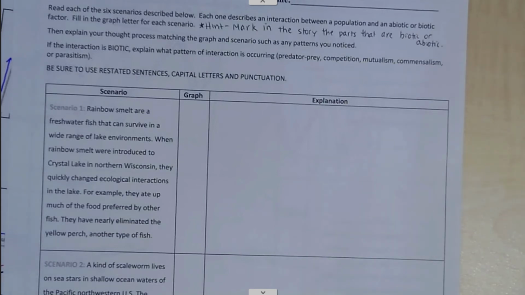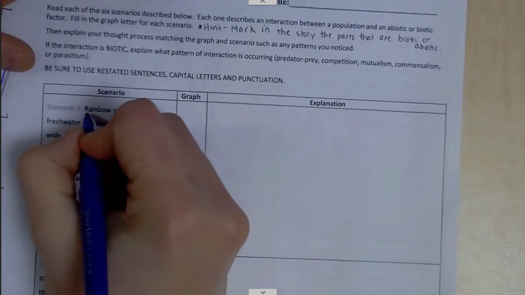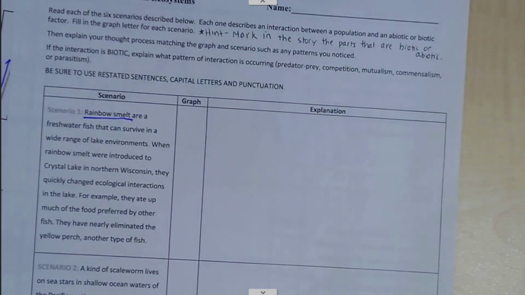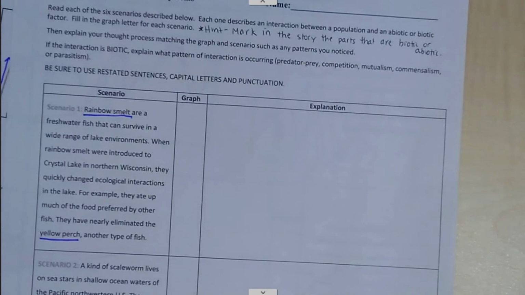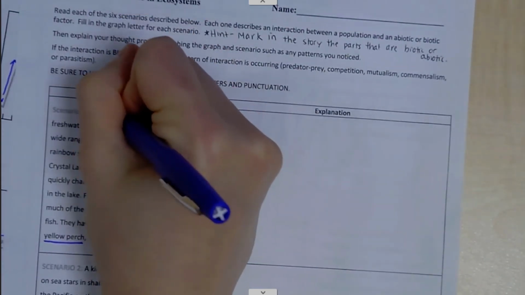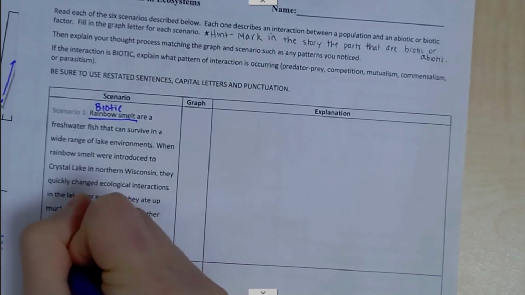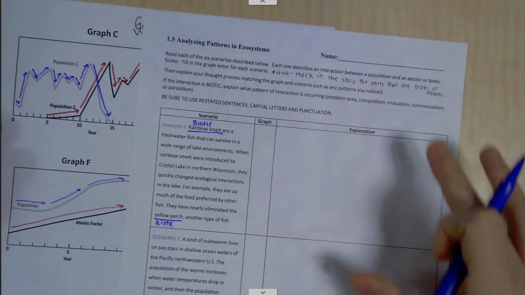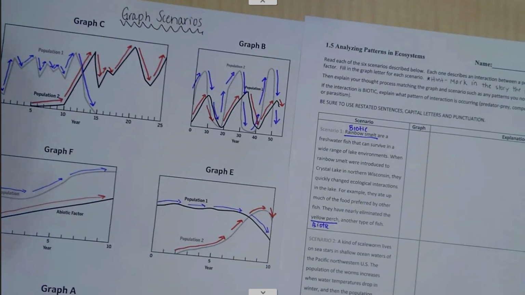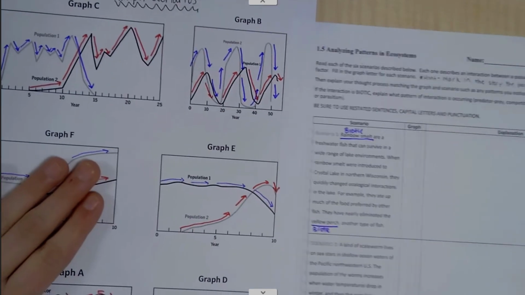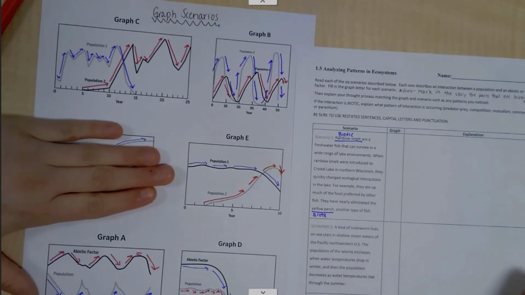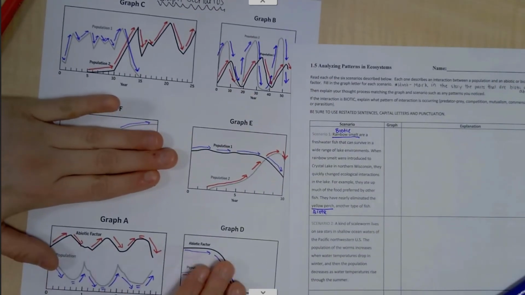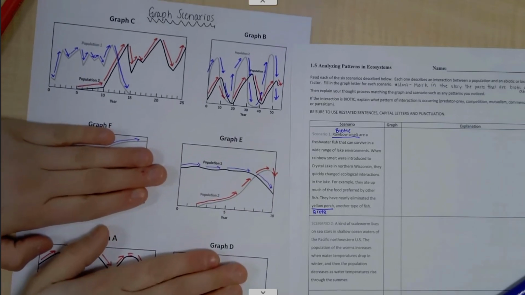So if I'm trying to walk myself through it, I know that one of the populations described is rainbow smelt. The other thing they're mainly talking about is the yellow perch. And so I know that rainbow smelt is biotic, and I know yellow perch is a fish also, so it's biotic because it's been alive or came from something that was alive. So automatically, if I'm looking at my graphs, if I've got a biotic relationship, that's going to involve 2 populations. So I know it can't be graph F. I also know it cannot be graph A or graph D. So I'm not even going to look at those 3.